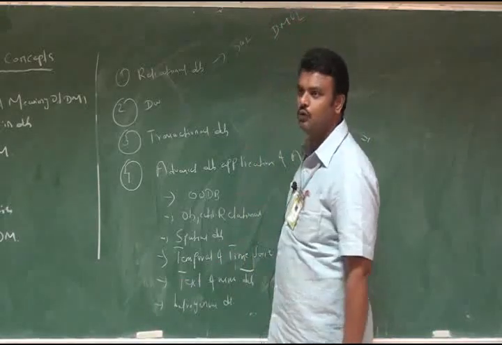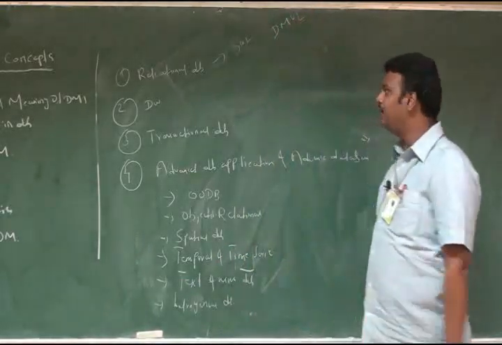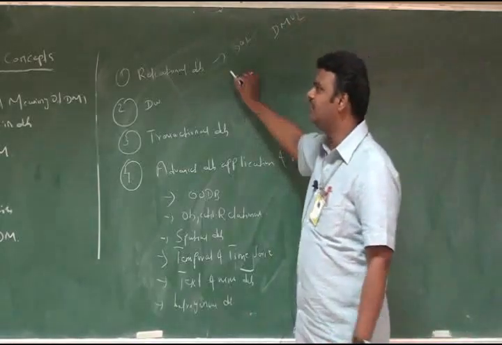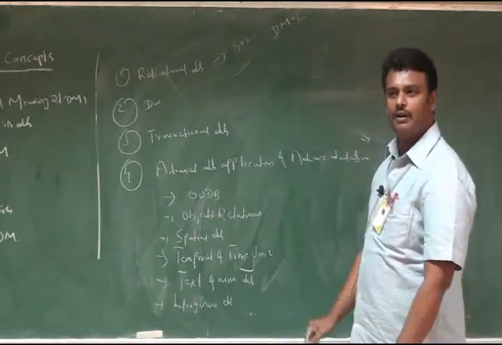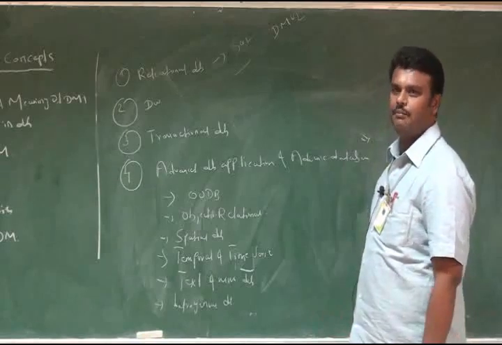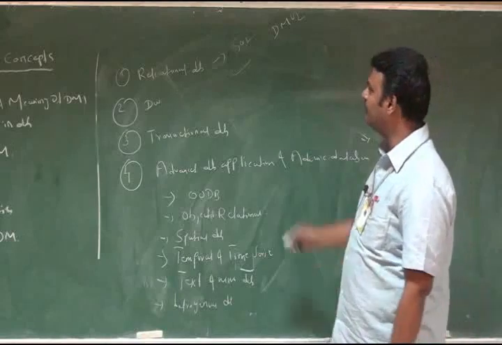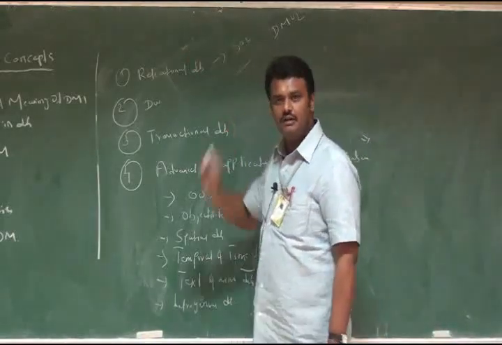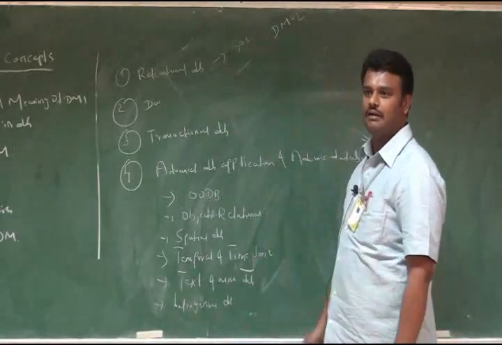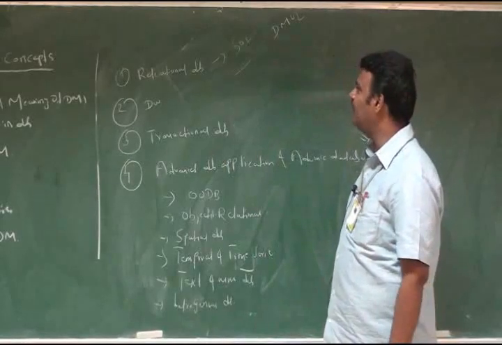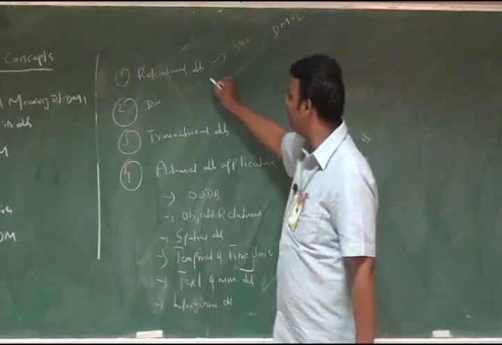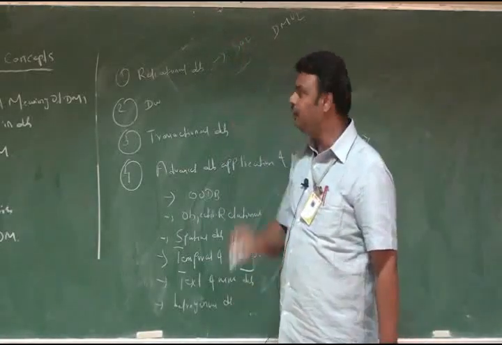The first data store on which data mining can be performed is the relational databases. What do you mean by relational databases? It is a collection of tables, each of which is assigned a unique name. For example, customer and item are examples of relational databases.